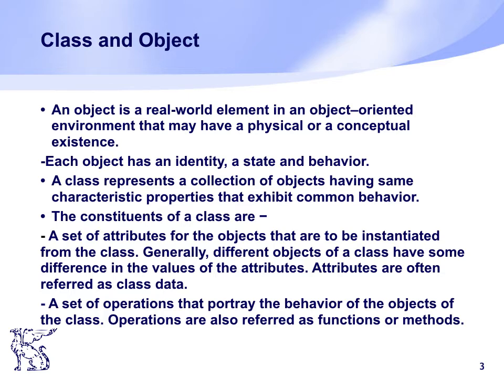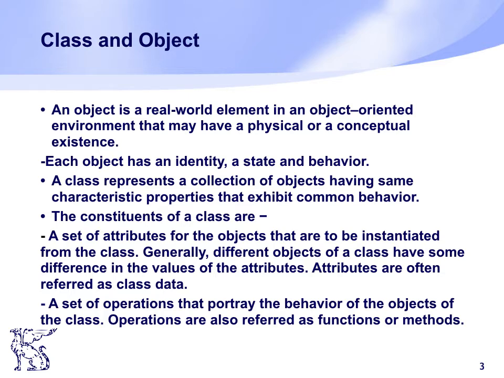Suppose you want to represent a geometrical figure, a circle, in two-dimensional space. You will create a simple class, Circle, and the attributes of that class will be the x coordinate of the center, the y coordinate of the center, and the radius of the circle. So these are the attributes.